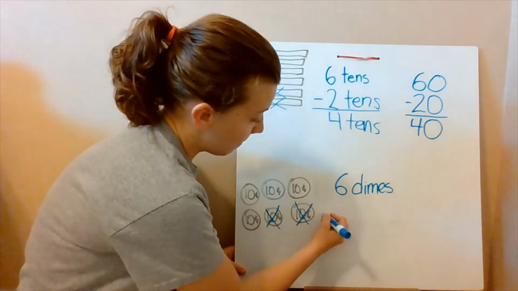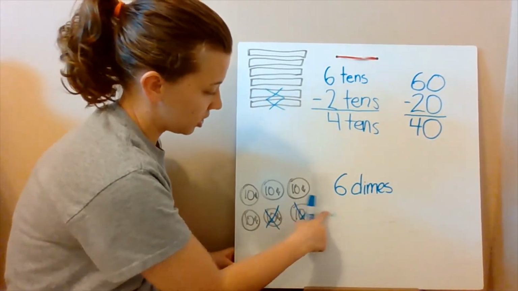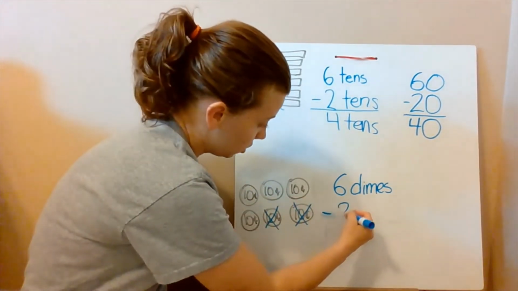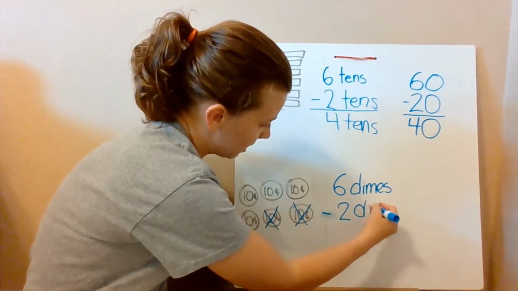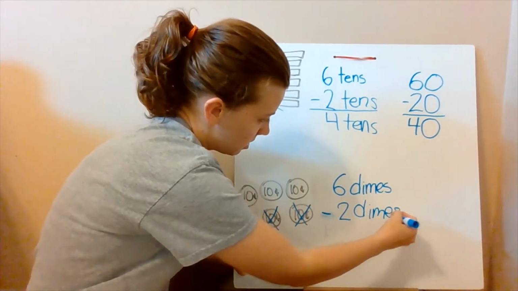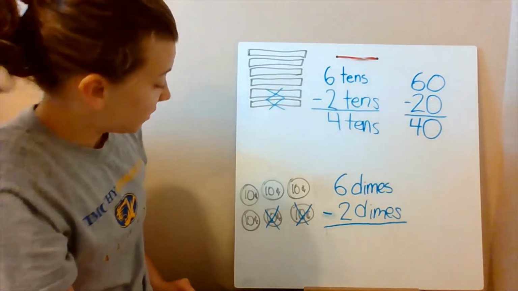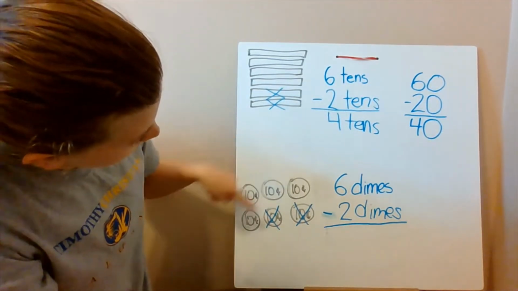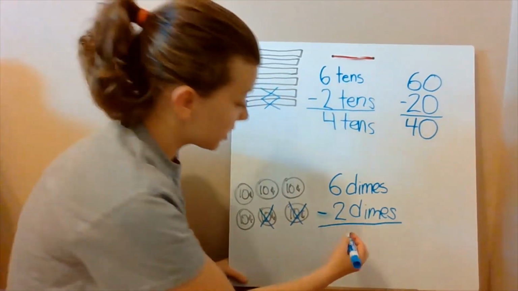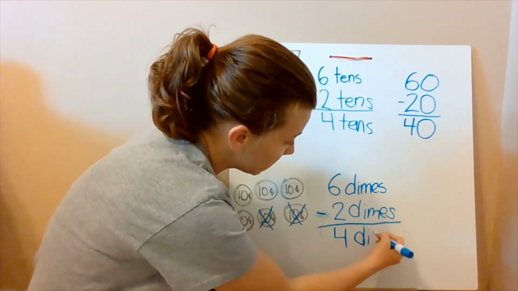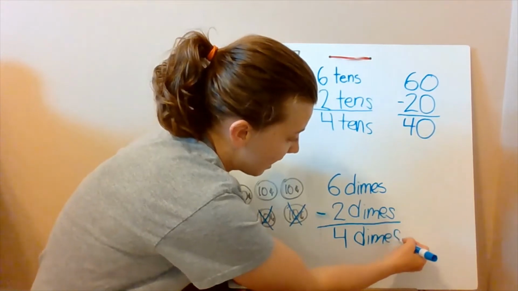So then we're going to say minus, because we're doing subtraction. Let me fix that. It was crooked. So we have minus 2 dimes equals, how many dimes do we have left? So let's count. 1, 2, 3, 4. So we have 4 dimes. So 6 dimes minus 2 dimes equals 4 dimes.